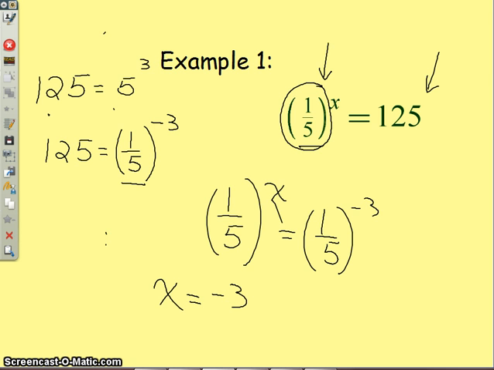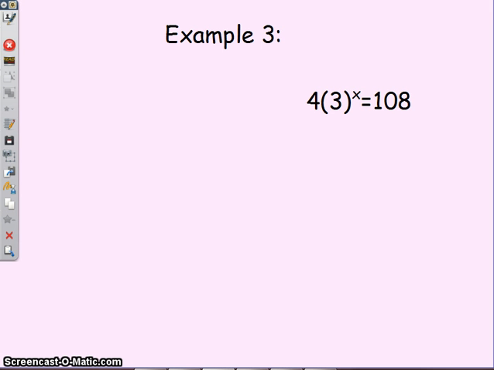Let's take a look at one more. 4 times 3 to the x power equals 108. Well, we see a lot of things on here that are a little bit different from what we've been doing. First off, we've got this number out in front, this 4. We never had that before. In our last 2 examples, we just had a base raised to an exponent. What can we do to get that same scenario back where we just have a base raised to an exponent? And what I want to say is, what do you want to get rid of? How is it connected? And therefore, what do we have to do to get rid of it?